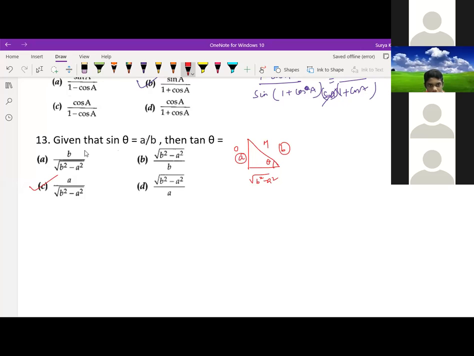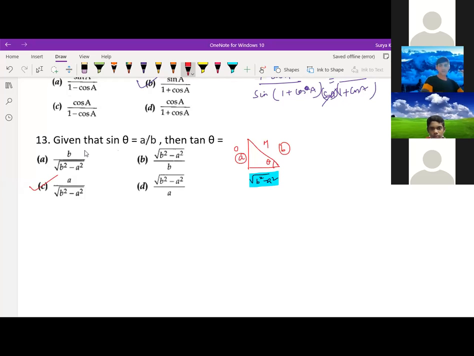Sir, how did you get root of B squared minus A squared? You know the Pythagoras theorem, no? If you take only this side, suppose ABC I'm writing here. If I write BC, what should I write? Root over B square minus A square. If you write BC square, then you get B square minus A square. If you remove the square, then the root will come. It's clear? Yes. Okay.